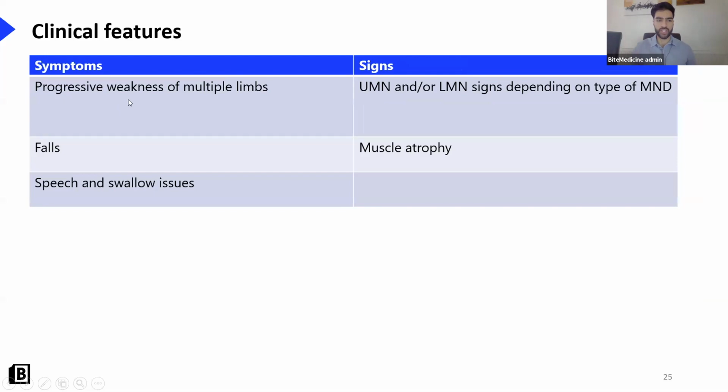Good. So clinical features, as we said, these are general features: progressive weakness of multiple limbs, falls, speech and swallow issues, particularly in progressive bulbar palsy, and upper motor neuron and/or lower motor neuron signs, depending on which type of motor neuron disease we're discussing. But if we're thinking about ALS, then it's both upper motor neuron and lower motor neuron signs. And as part of those lower motor neuron signs, you can get muscle atrophy, fasciculations, etc.